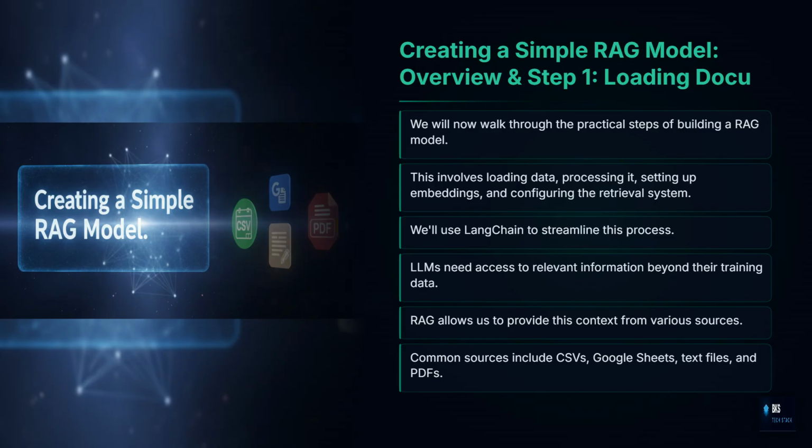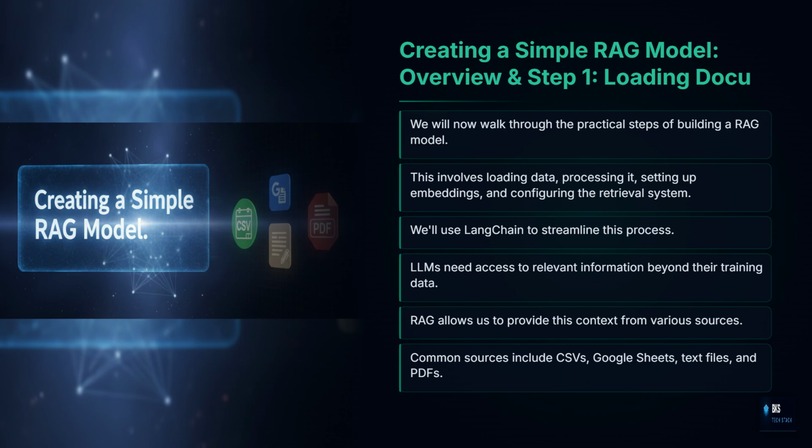All right, enough theory for now. Let's get practical and build a simple RAG model from scratch. We'll cover the essential steps: loading your data, preparing it into manageable pieces, creating numerical representations called embeddings, and setting up the system to retrieve relevant information. We'll be using the powerful LangChain library to make this process efficient and straightforward.